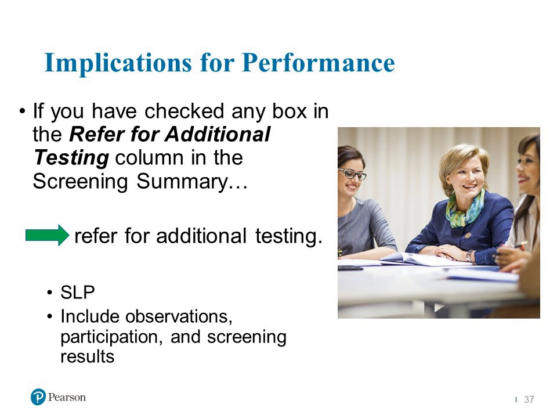So let's talk about implications for performance. If you have checked any box in the refer for additional testing column, you're going to want to refer for additional testing. So that's part number one. That's what it means. It's pretty straightforward, explicit. We want to be able to say to a speech-language pathologist, this is the data that we're collecting on child A, and child A is coming through as having potential areas of concern in A, B, C, and D.